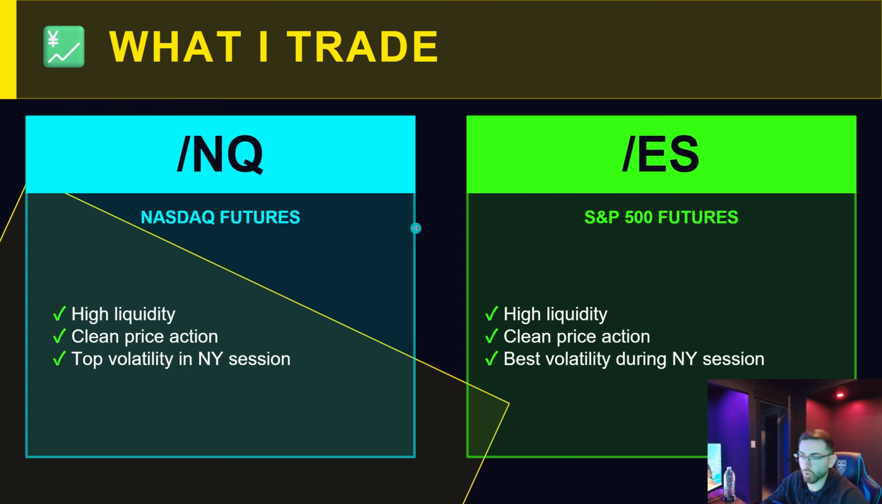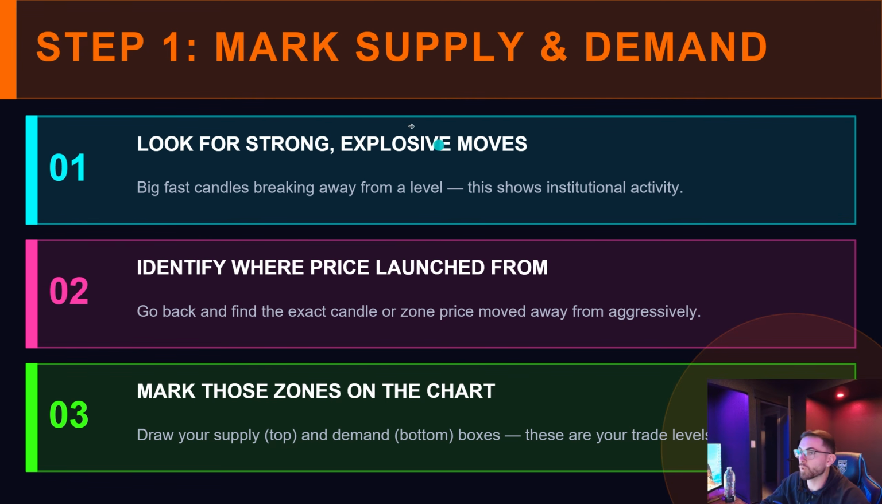It does also work on individual stocks, but I have realized it's a lot more accurate on the futures. But personally, like I said, I just trade NQ and ES, sometimes gold futures, but this strategy applies to any futures instrument or any individual stock. So step number one is going to be marking your supply and demand zones.